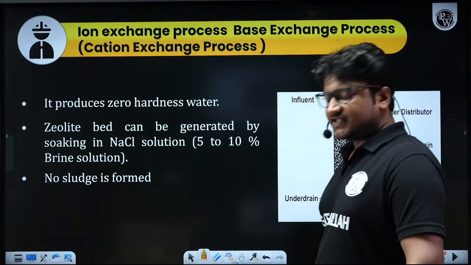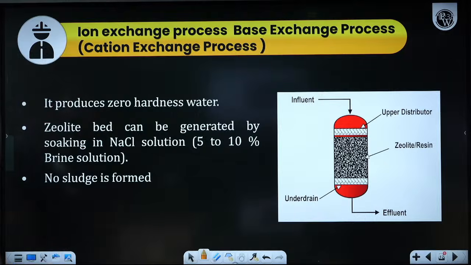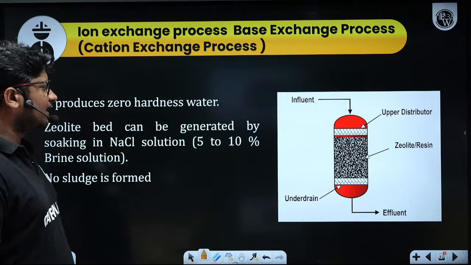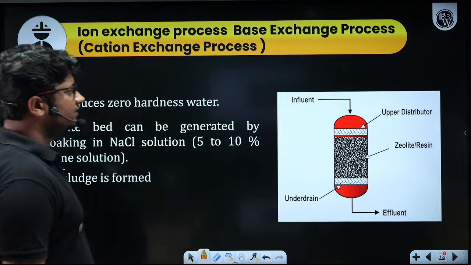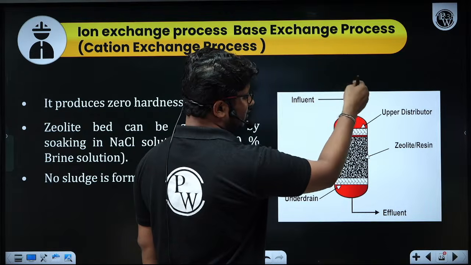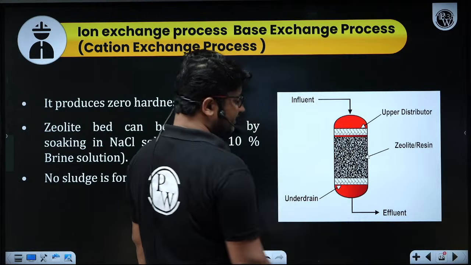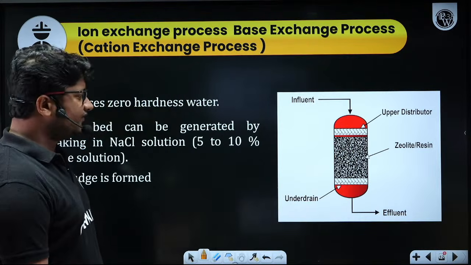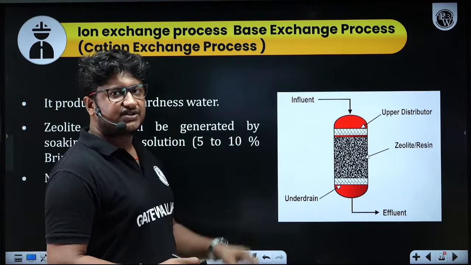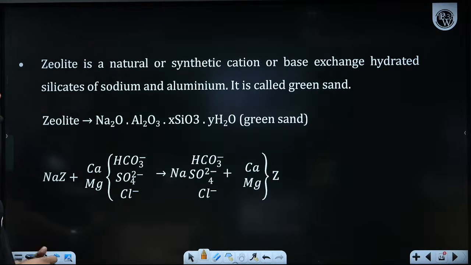Now comes the next process, which is the ion exchange process. We also call this the cation exchange process. In this process, we pass the influent, the water, through a zeolite bed, and then at the bottom it is collected after passing through the zeolite bed. Now in this zeolite bed, how the reaction takes place, that we need to understand first. So let me show you the zeolite bed first.